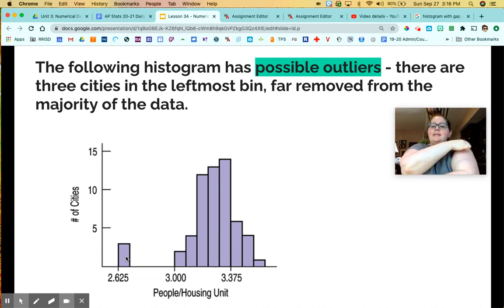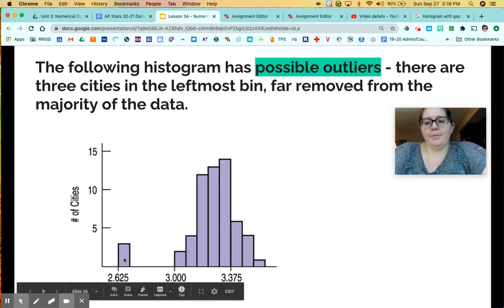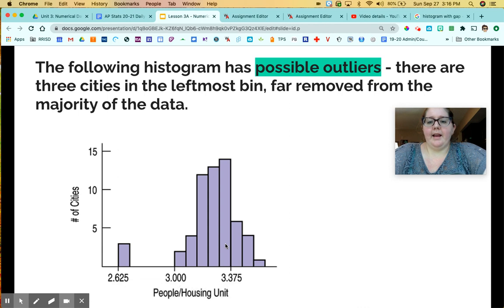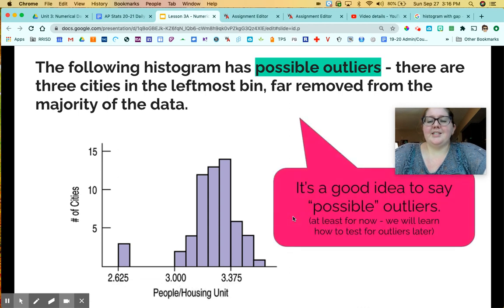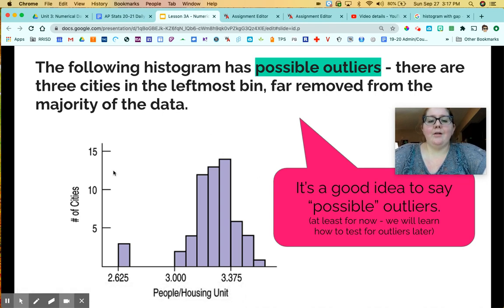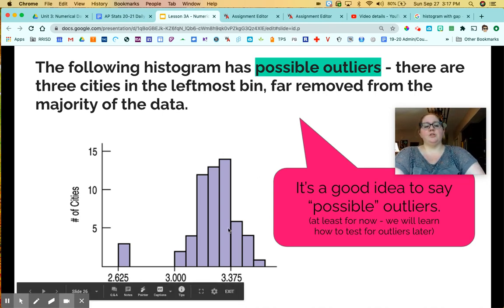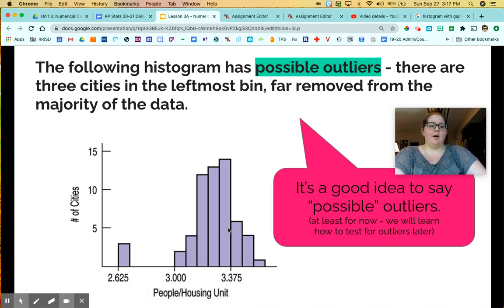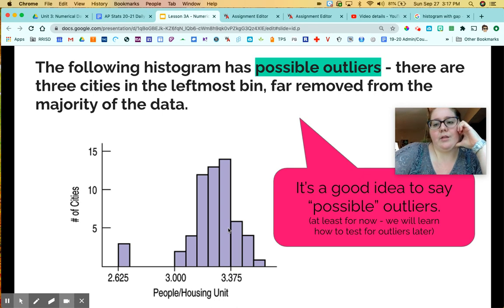An outlier is a value or a bar or a bin, or on a dot plot it would be a dot, that is pretty far removed from the majority of the data. It's a good idea right now, especially with histograms, to call that a possible outlier. We'll talk later in a different lesson about how we would actually test for outliers, but even then, that's usually more when we're doing different types of graphs. So on a histogram, we're almost always going to say it's a possible outlier.